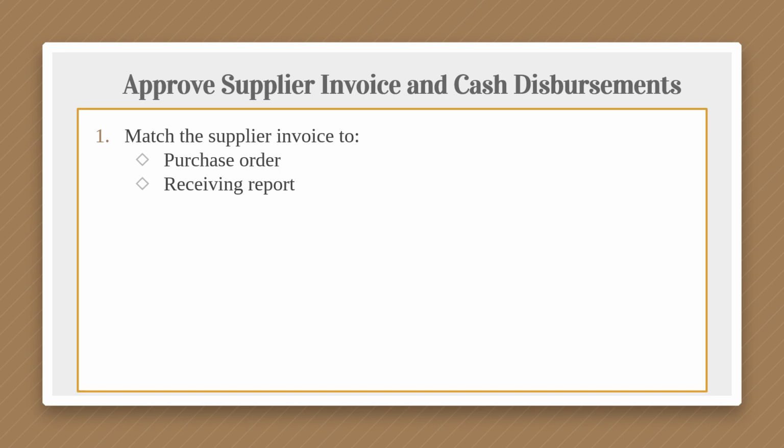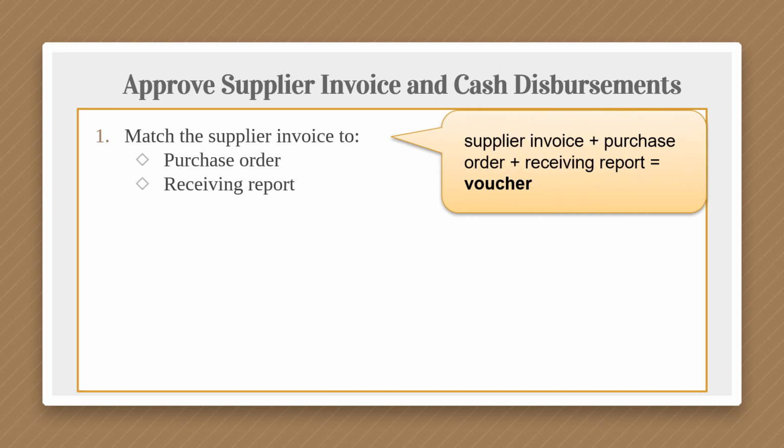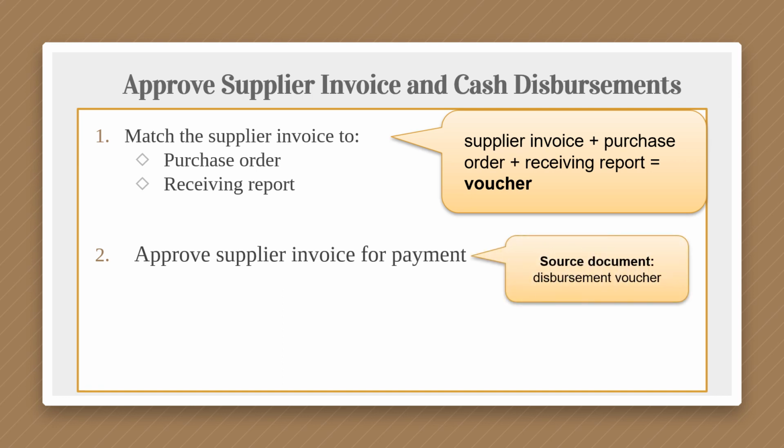So by matching those, we are creating a voucher. Supplier's invoice plus purchase order plus receiving report will create a voucher. Then we approve the supplier's invoice for payment, and the source document will be the disbursement voucher. The disbursement voucher involves the three main documents: supplier's invoice, purchase order, and receiving report, as we mentioned here. And then we disburse the cash, or pay the vendors or suppliers.